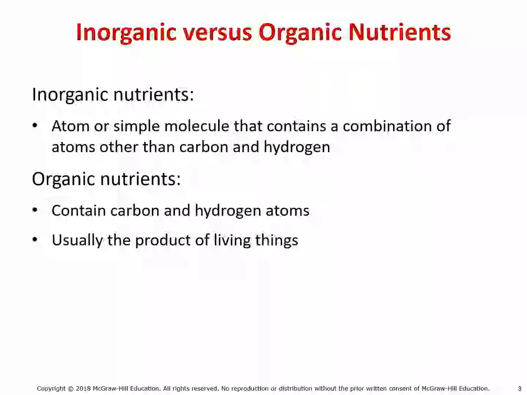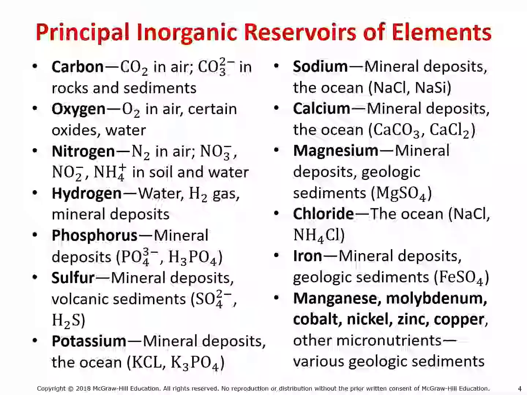Whenever we look at this, we can also look at it as inorganic versus organic. Inorganic means we're not going to typically have both carbon and hydrogen, while organic is going to have both carbon and hydrogen, and usually are going to be products of living things. So you can see here we have a primary list of resources we need for life and where we would find them in the environment. Naturally, again, living things would have these inside of them, so consuming other living things is a good way to get them.